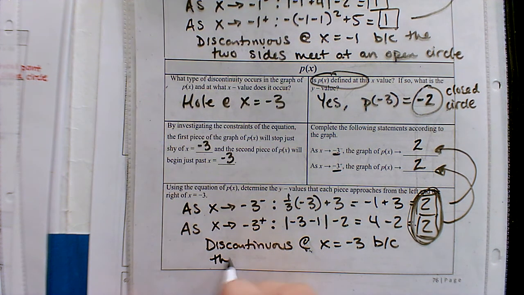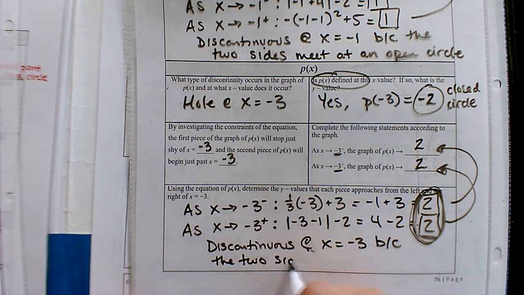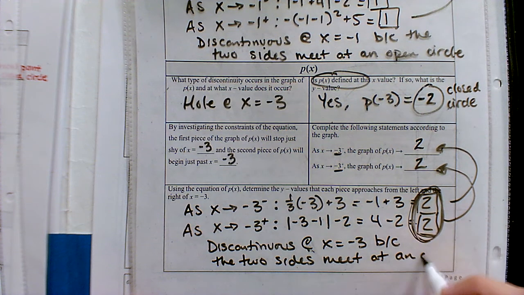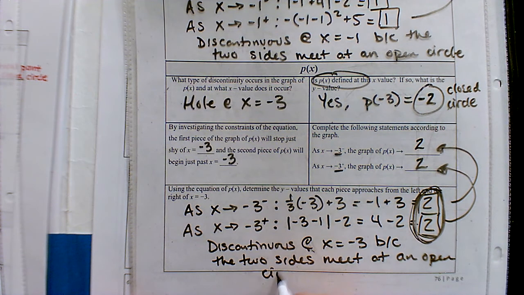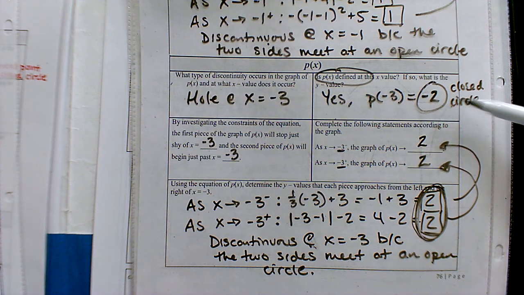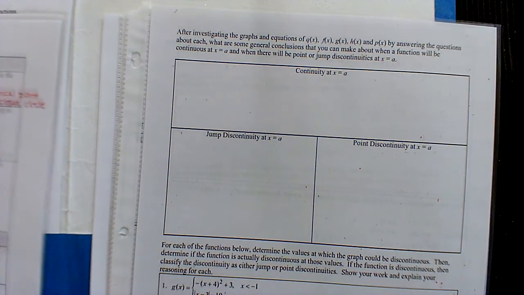So we'll say because the two sides meet at an open circle. We did have a closed circle, but it's not at the point where the sides are meeting. That's a little tricky. We think we get that idea? Okay, the two sides have to meet, and there must be a closed circle at that point where they meet. So we're going to use that definition for continuity on the next page, on page 77.